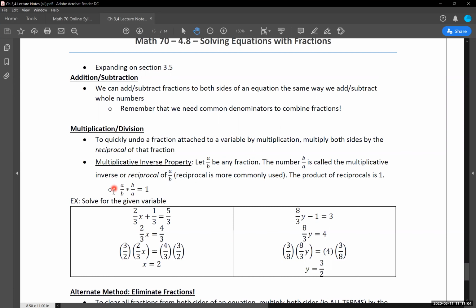If I have a over b times its reciprocal b over a, then my result is always going to be 1. If we multiply straight across, a times b is equal to ab on top. b times a is also equal to ab, just on the bottom. ab divided by ab, anything divided by itself, is just going to be 1, so we get 1 for our answer. We're condensing steps down, but you could write this out, show every single step for yourself, and you'll get that answer.